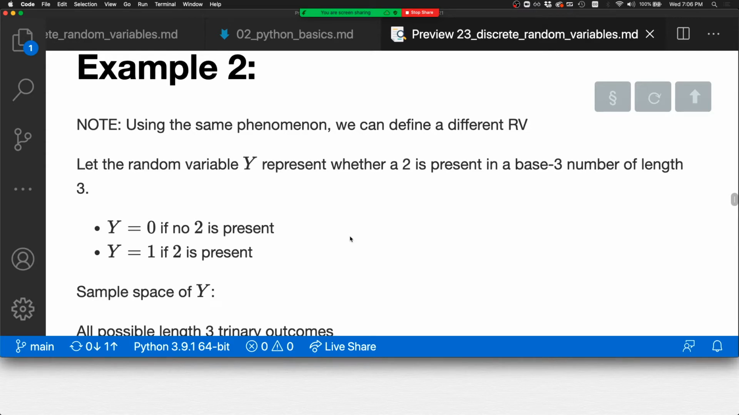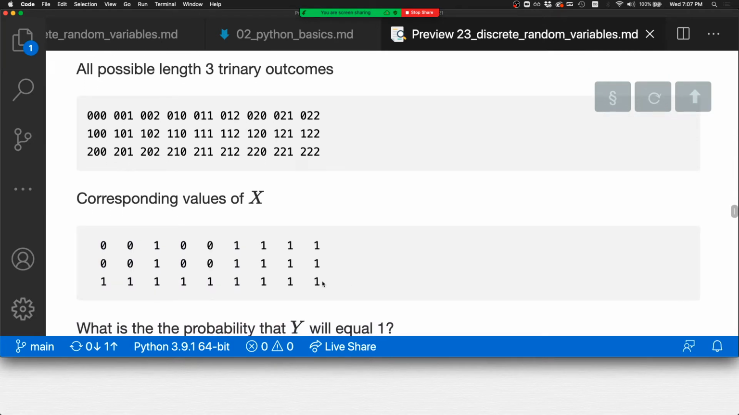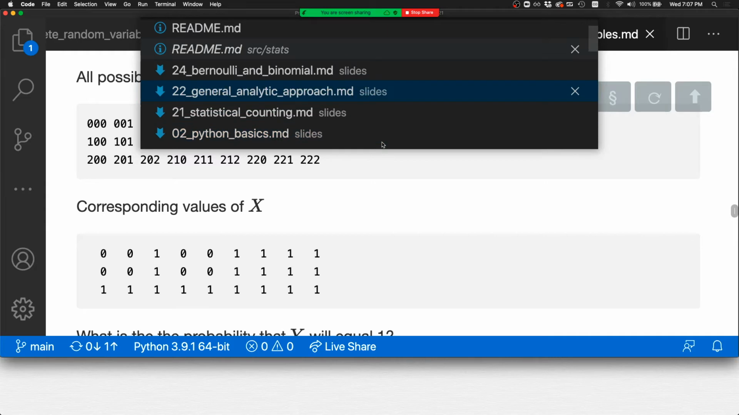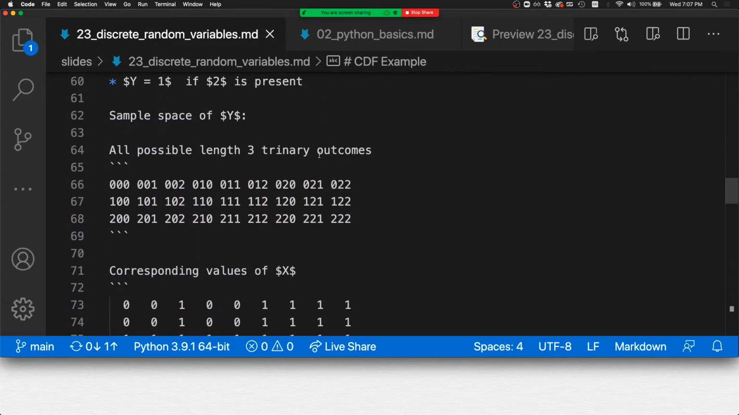So we can define another random variable using the same phenomenon. And this is key to understanding how we think about random variables. We can let the random variable y represent whether a 2 is present in a base 3 number of length 3. So y is 0 if there is no 2 present, and y is 1 if a 2 is present. Again, we have all the possible length 3 trinary outcomes that we can see here, and here's the translation of that, corresponding values of y. This should actually say y right here, not x. I didn't change that, so let me change that really fast. Oh, there it is. Just want to make sure that is correct. There it is.